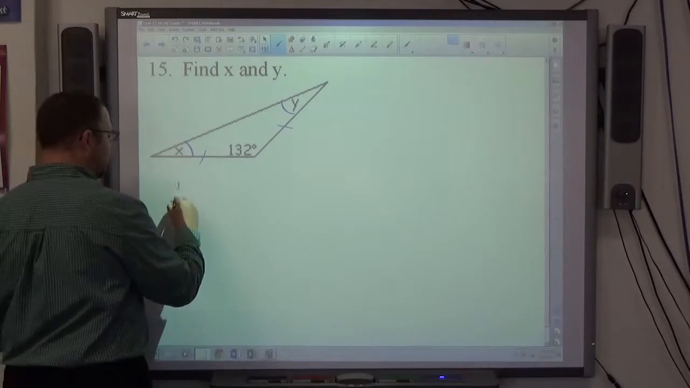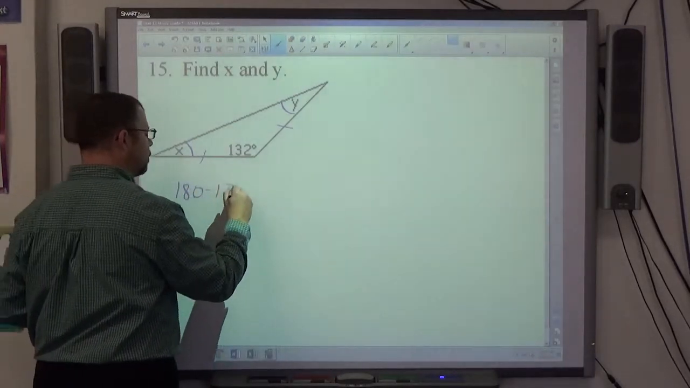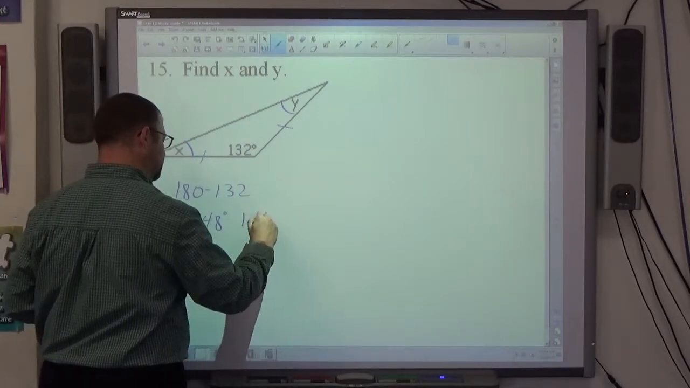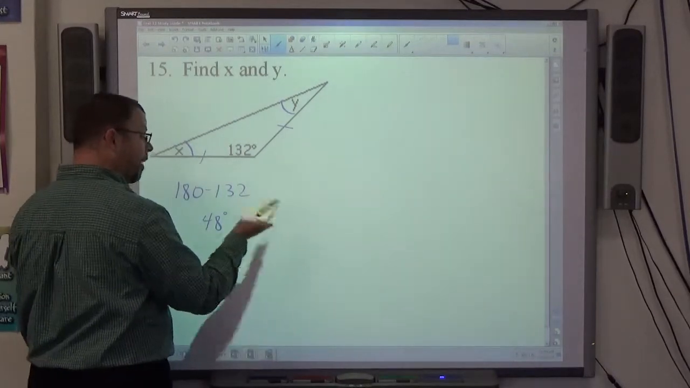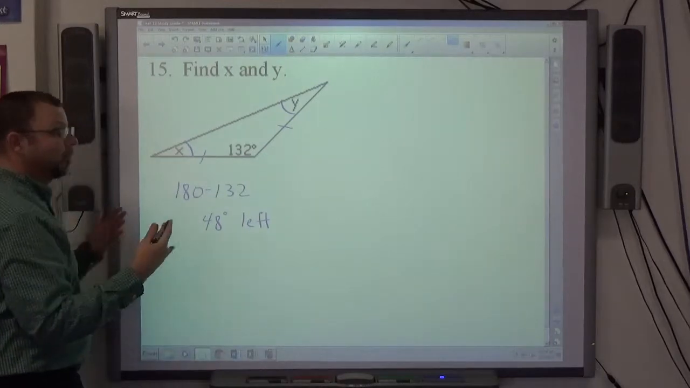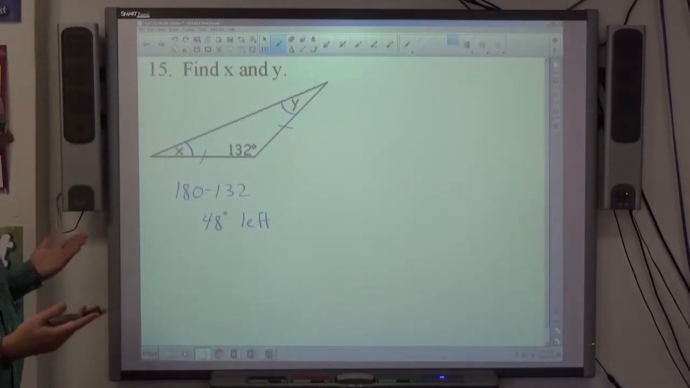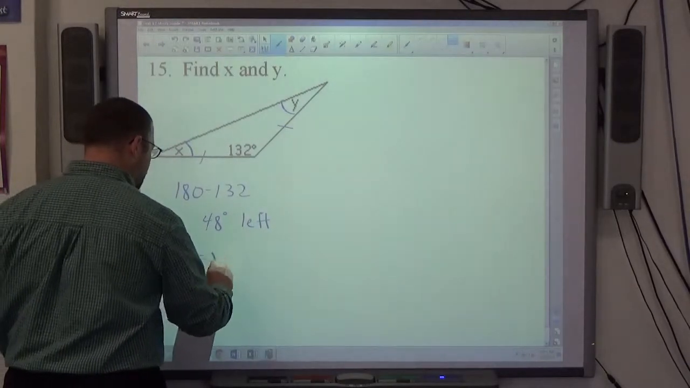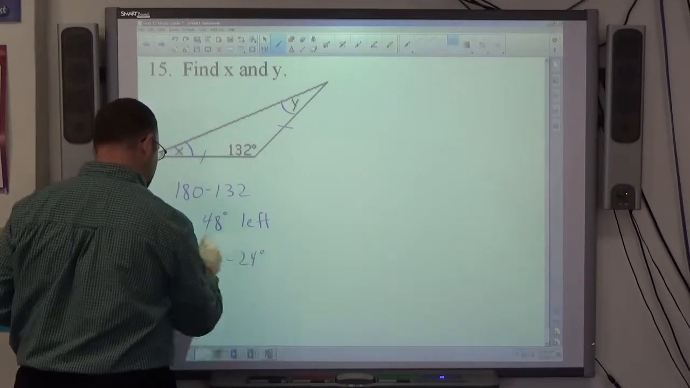I also know if I do 180 minus 132, I've got 48 degrees left. 48 degrees remain in this triangle. X and y make up the two angles I don't know. They're equal to each other. They have to add up to 48. So x and y both have to equal 24 degrees.